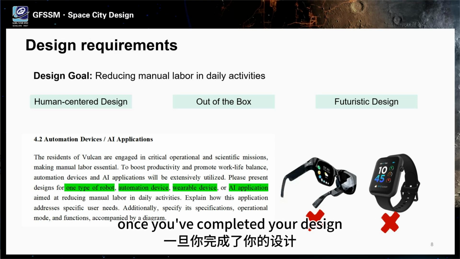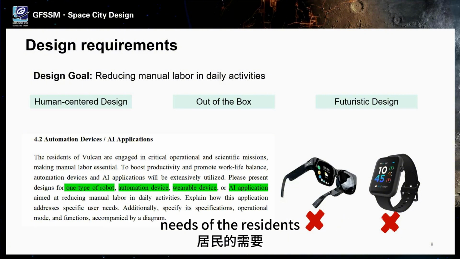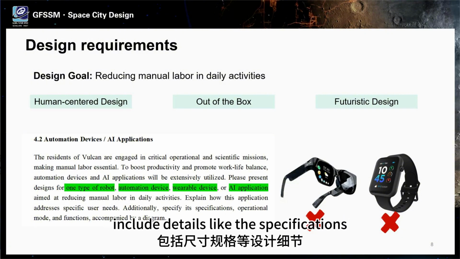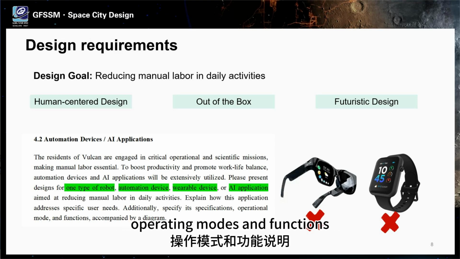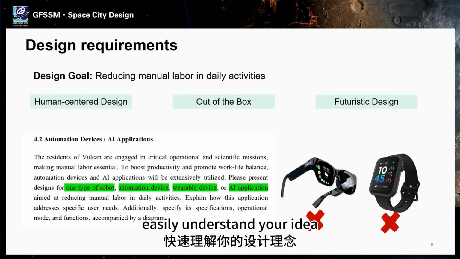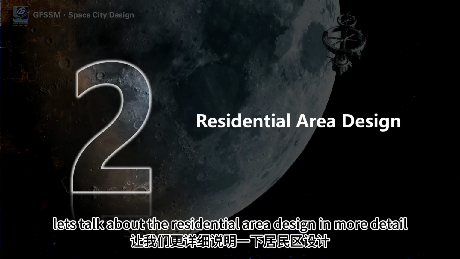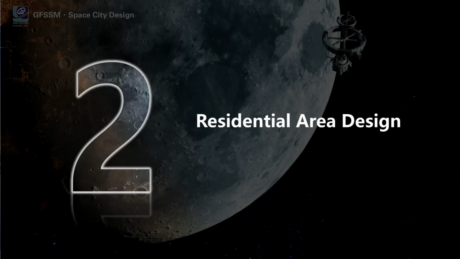Once you've completed your design, explain clearly how it meets the specific needs of the residents. Include details like the specifications, operating modes, and functions, and don't forget to add a simple diagram to help others easily understand your idea. Now, let's talk about the residential area design in more detail.